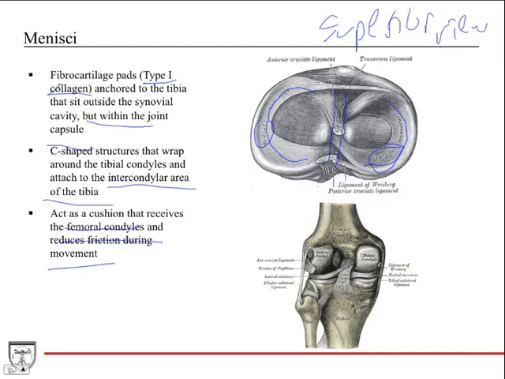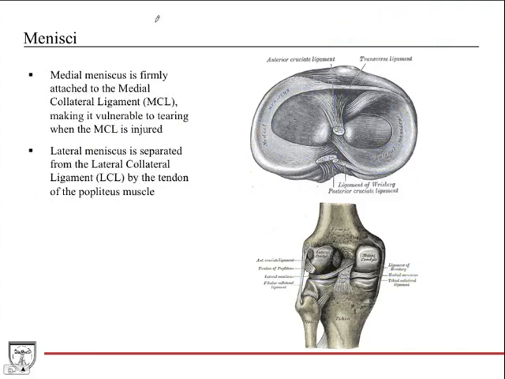And then this is just a great posterior view. Here's the medial meniscus here, and then here's the lateral meniscus here. And there's some important anatomical relationships between the menisci and the medial collateral ligament and the lateral collateral ligament.